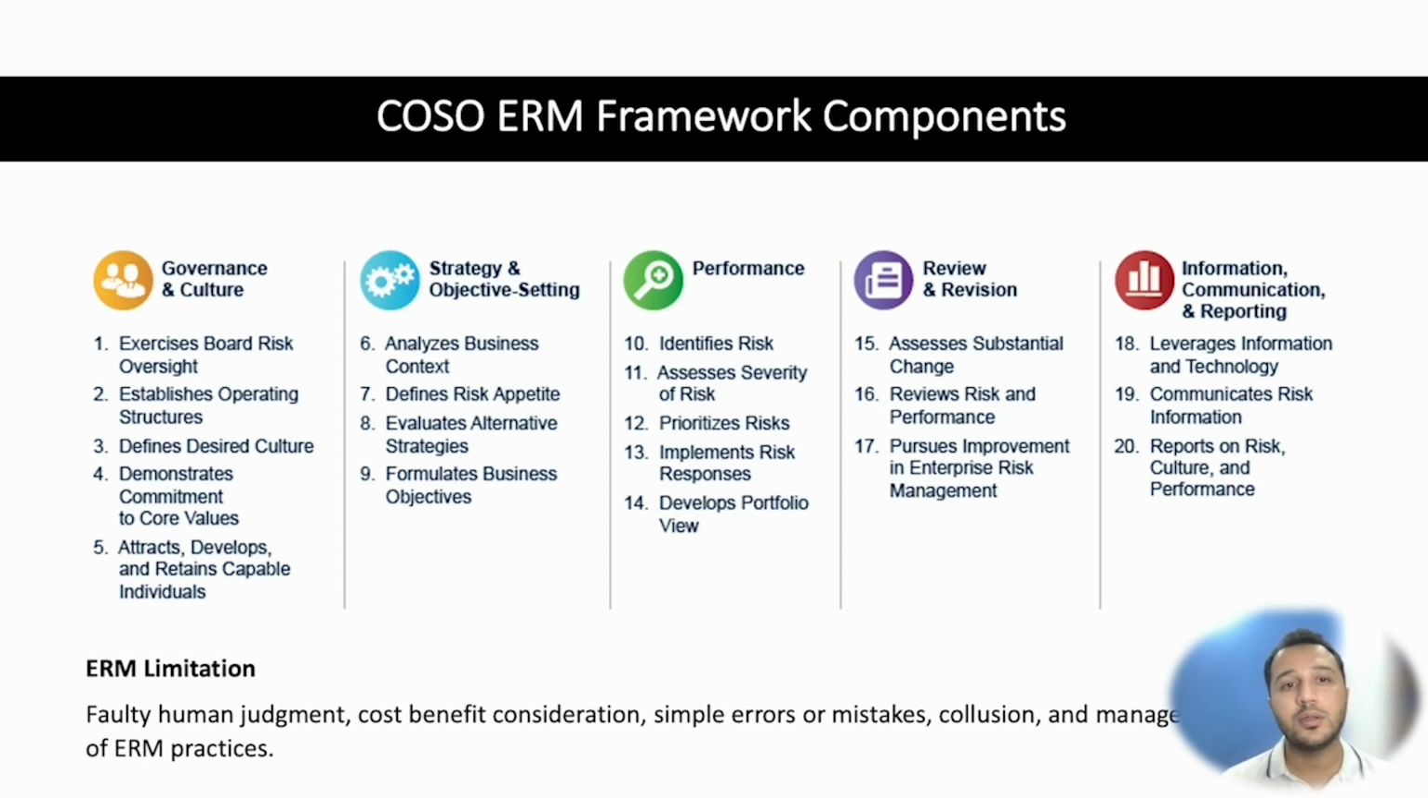So whenever we are talking about the strategy and operating objective setting, we have to account for all these kinds of elements while making our strategy and business objectives. We also have to define the risk appetite. Risk appetite is basically the level of risk the organization is willing to accept, to gauge each risk against those risk appetites.